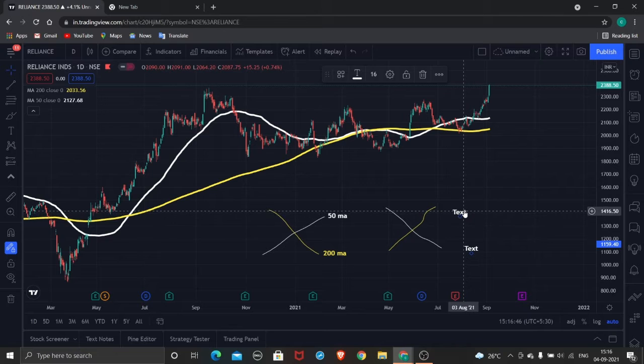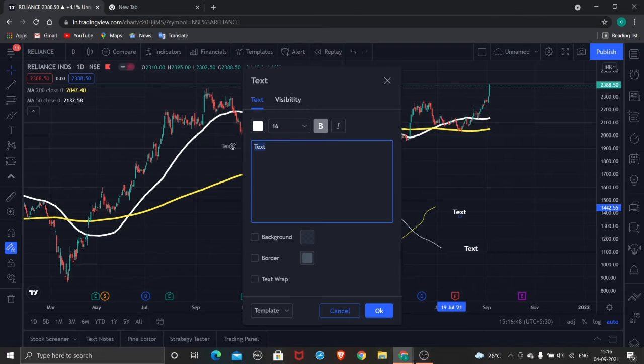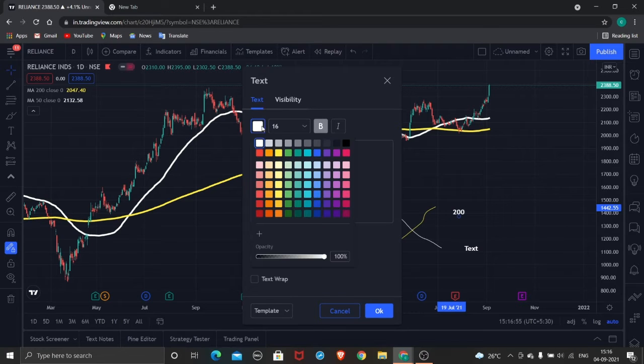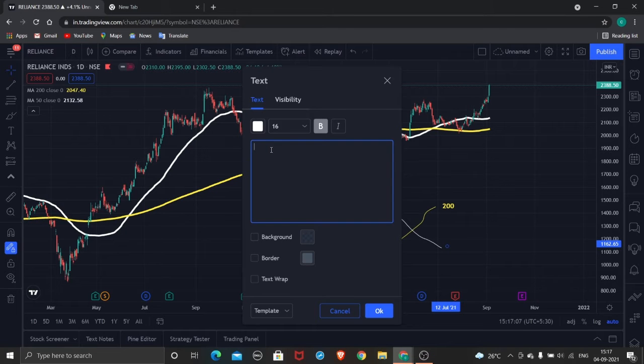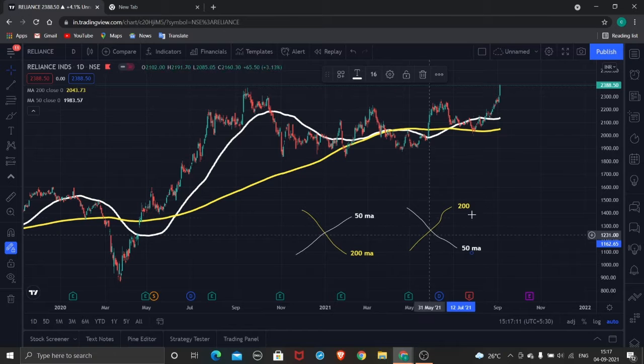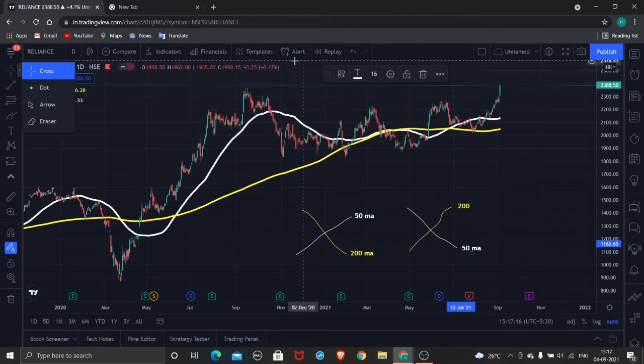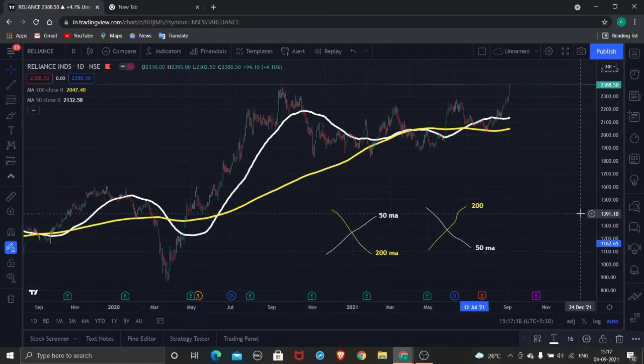Here we are going to write 200 moving average. As I said prior, this is going to be a bit lengthy video for sure, but it is going to be very helpful to know the basic trend of the market, in which direction the market is going, and whether we should enter the market or not. Editing it as 50 moving average, white one. Let me give you a brief about the system we have created right over here.